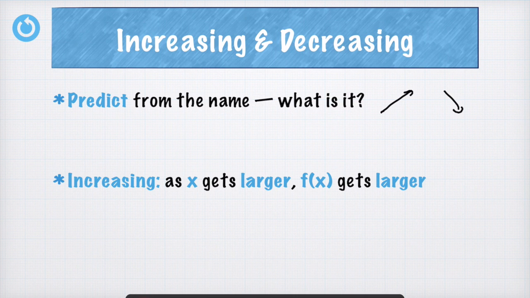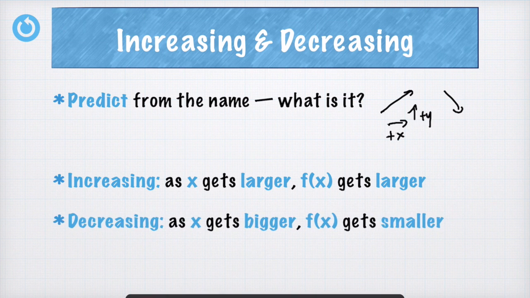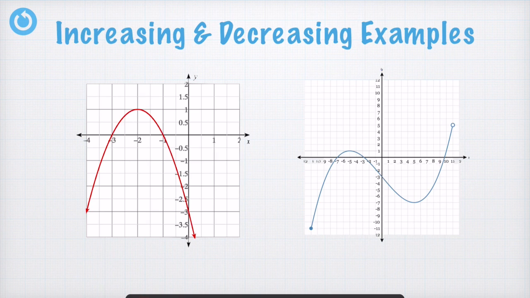So we're going up in x, up in y, positive y. Decreasing is going to be from left to right. We're going to go up in x, but we're going to go down in y. So as x gets bigger, our f of x is going to get smaller.